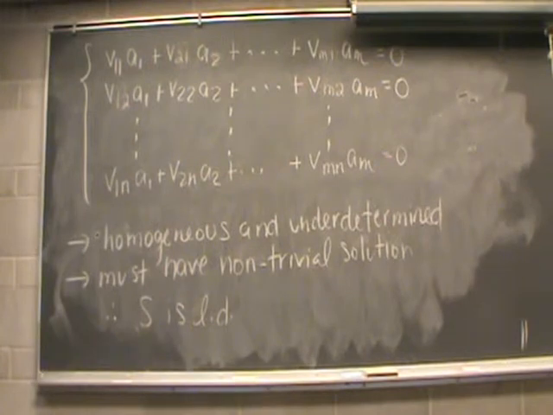Do the same thing for all of the second components. That gives us the second equation. And we keep going until we get to the nth component, and that gives us the last equation. So what we have is a homogeneous system with m variables, a1 up to am, and n equations. So this is an underdetermined system. We have fewer equations than we have unknowns. And because we have homogeneous and underdetermined, this means we're going to have a non-trivial solution, or that S is linearly dependent.